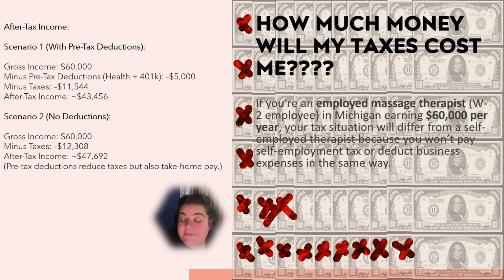So what does your after-tax income for the year look like? So if you did your gross income and you did spend $5,000 on pre-tax deductions like health and 401k, you're looking at making about $43,500. If you didn't pay into your health insurance and retirement, you're looking at making about $47,700. So you do reduce taxes, but you also reduce take-home pay if you are paying into that health insurance and retirement, but you're going to want that retirement for later.